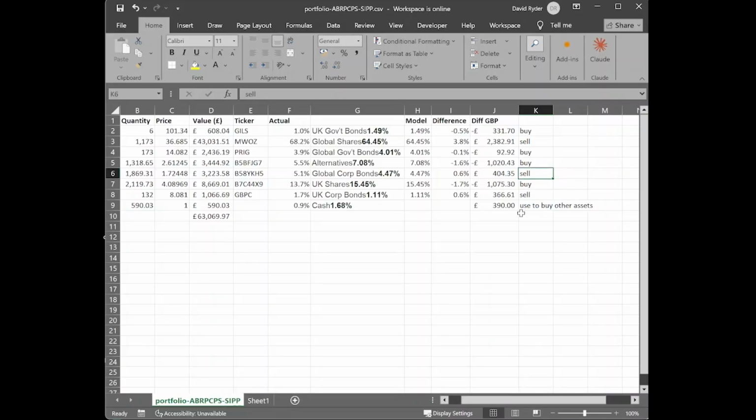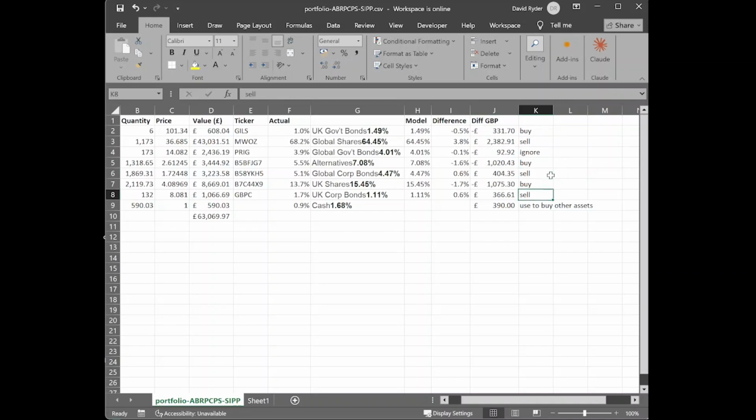Now, am I going to bother? £92. Am I going to bother? No. I'm not going to change that because it's only a £92 difference. So we ignore that. No change, ignore because it's too small.